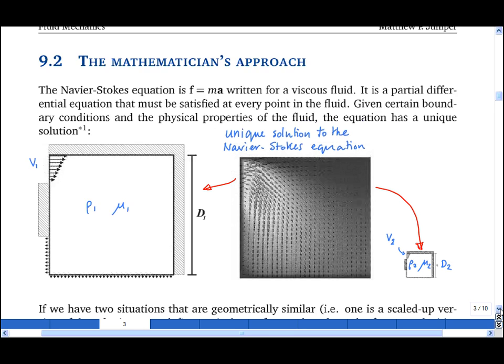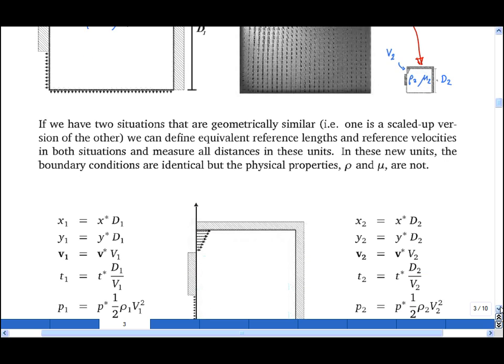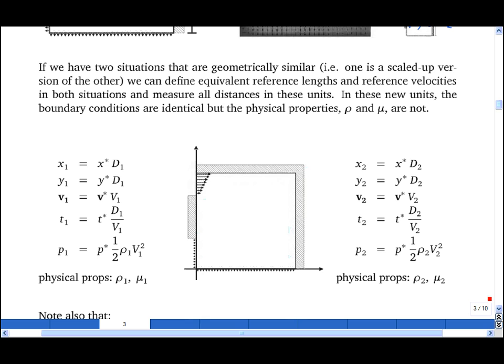Well, what we do now is define reference length scales and velocities and mass scales for both boxes so that we can write the governing equations in non-dimensional form. So, for the big box, we take the equation and we replace the variables in this column with the variables in this column. And for the small box, we do the same thing. In the equation, we replace the variables in this column with those in this column.